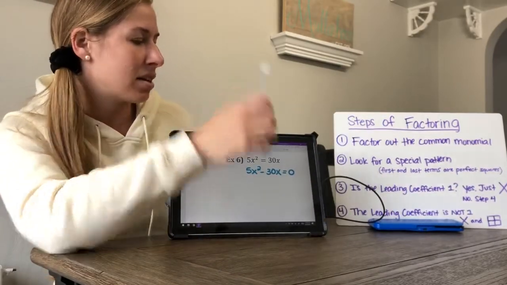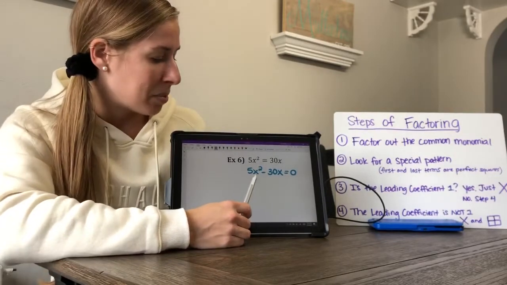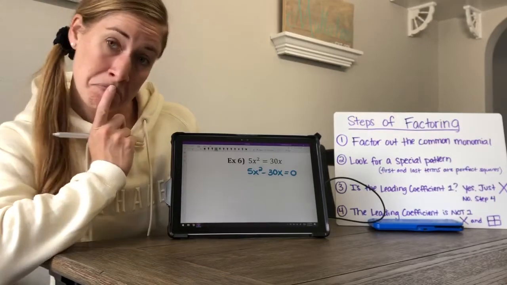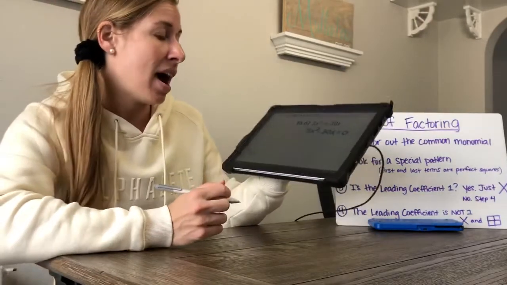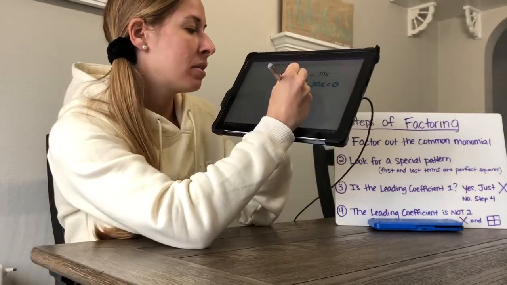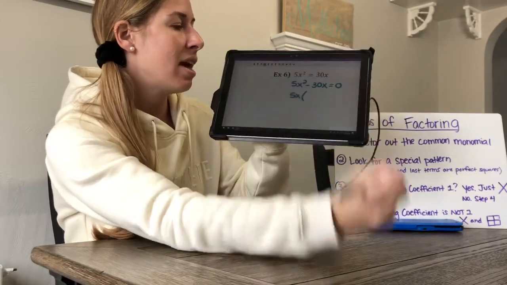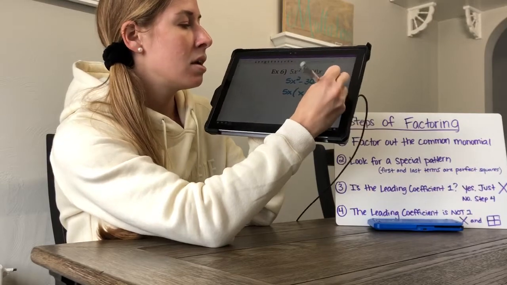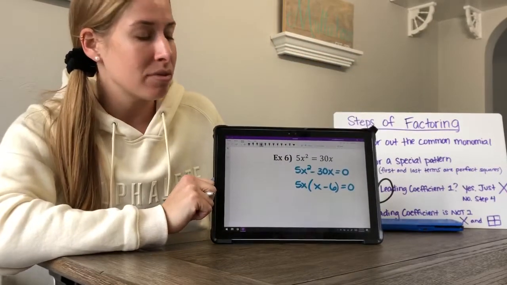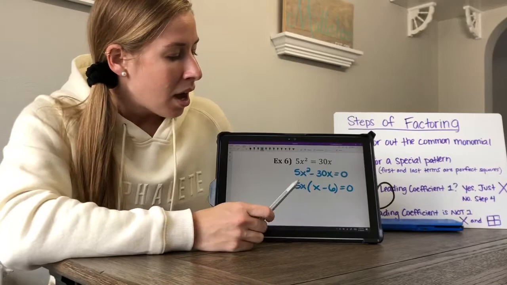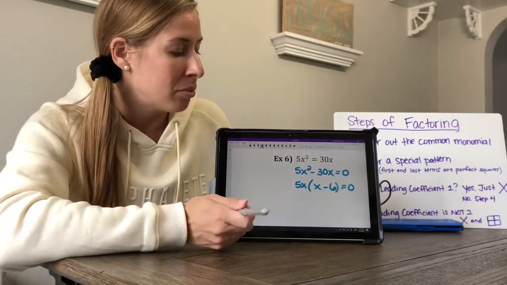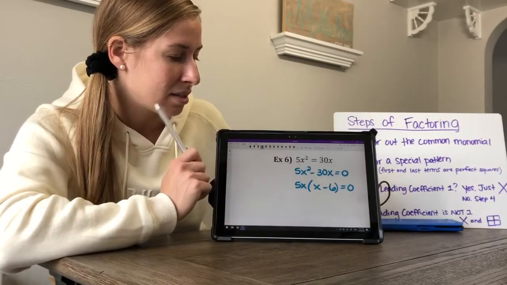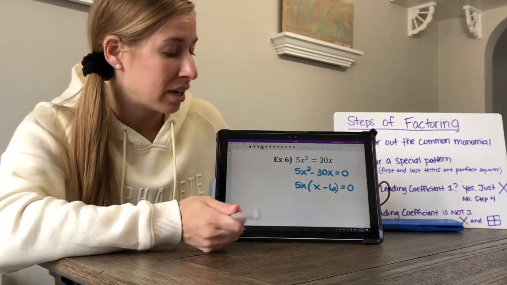The first step, factor out the common monomial. Is there a common monomial? 5x squared minus 30x. You can factor out a 5x from both of those 2 terms. So 5x. And then what's left? x minus 6. So this looks slightly different from what we've done in any of the other ones because that common monomial was the only thing that we could factor out. We have a 5x and an x minus 6. We're done factoring.